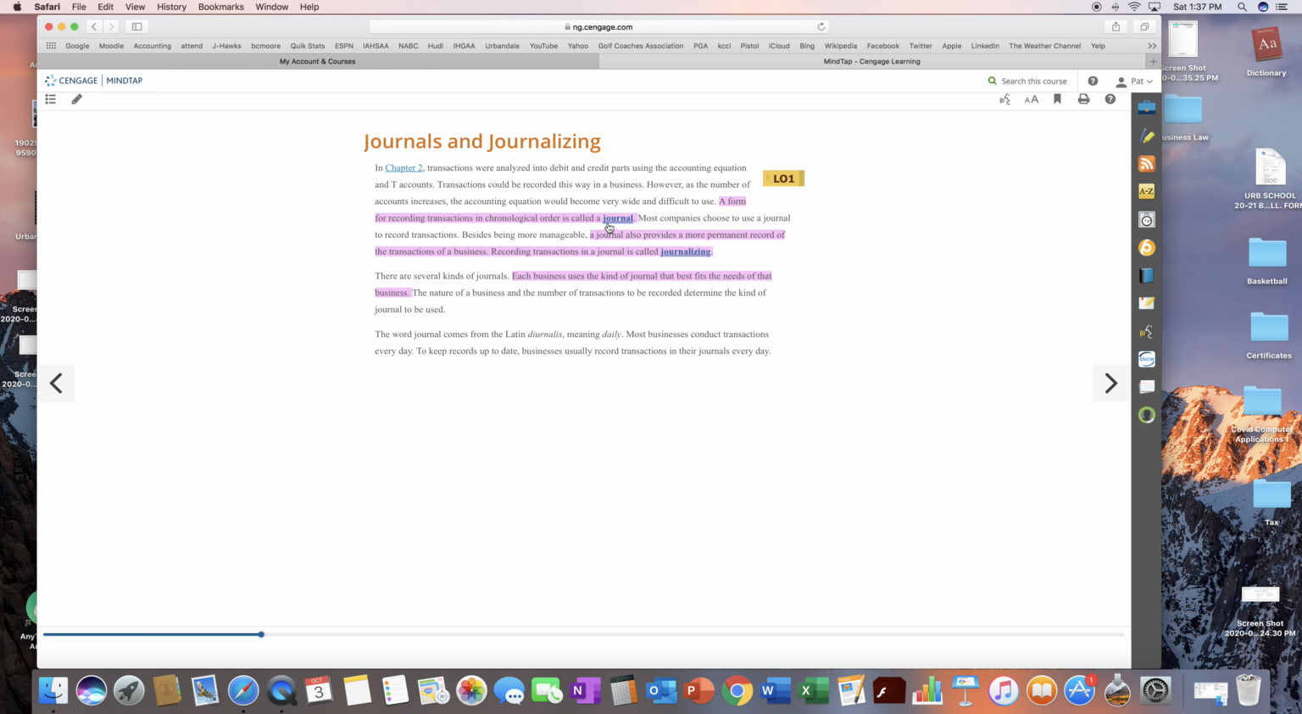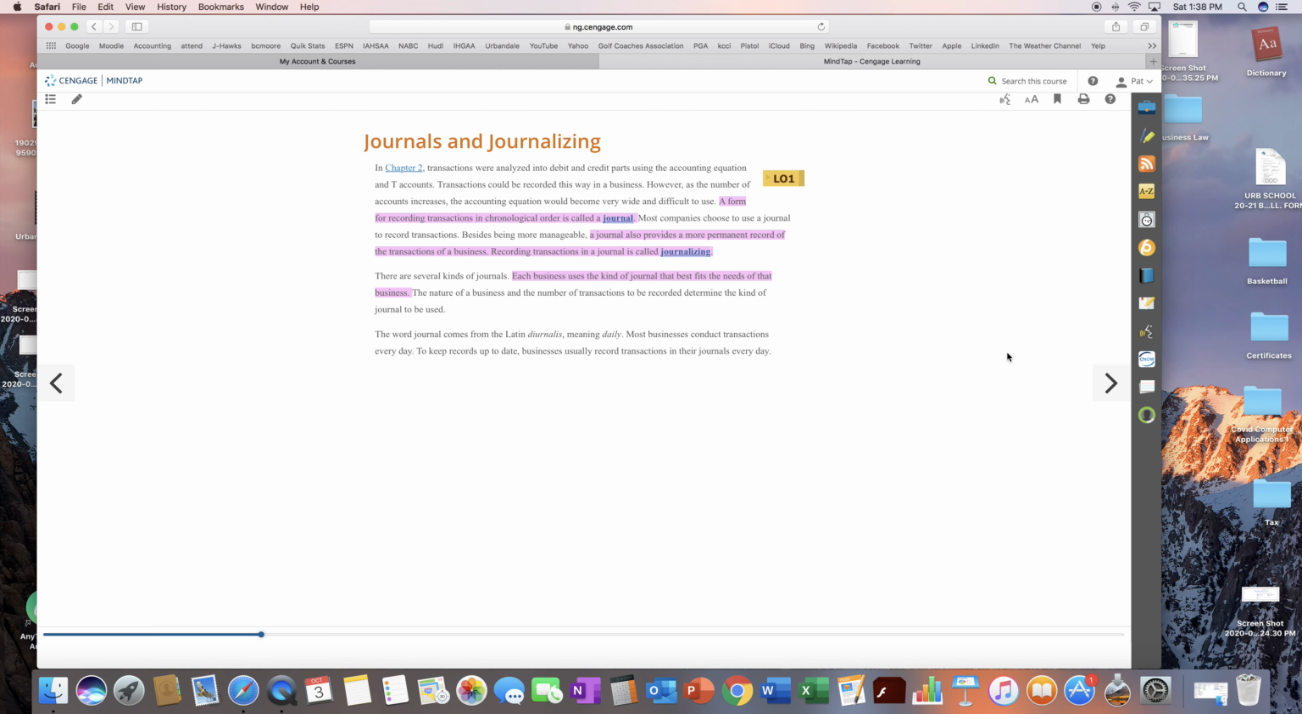It keeps it organized in sequential, date by date, chronological order. So we're going to be recording these transactions in chronological order in the journal. The journal is a permanent record, which is important to remember as we keep moving on. Recording transactions into the journal is called journalizing.